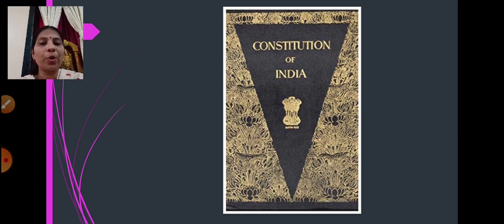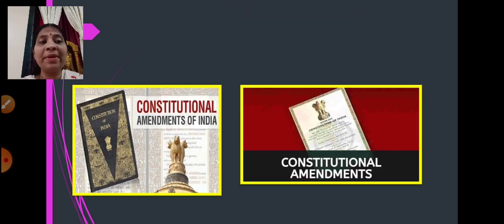So accordingly, with the passage of time, amendments or changes need to be made even in the constitution. Amendments means changes in the constitution. It is also called the constitutional amendment. So how can these amendments be made?